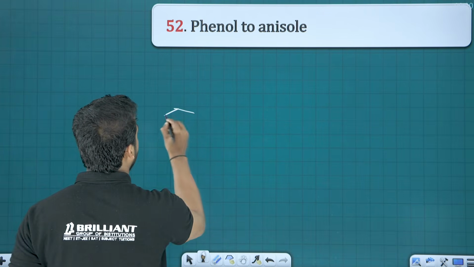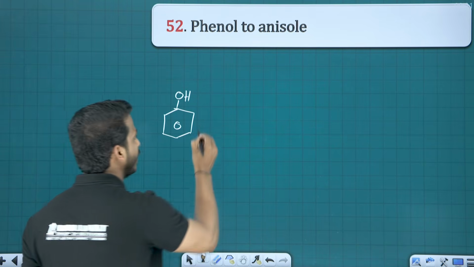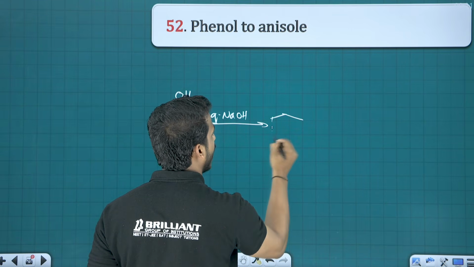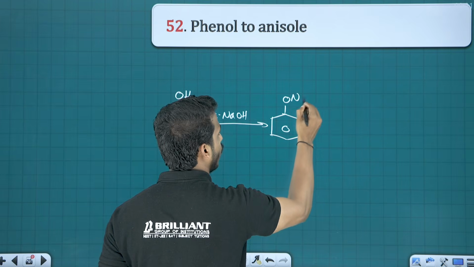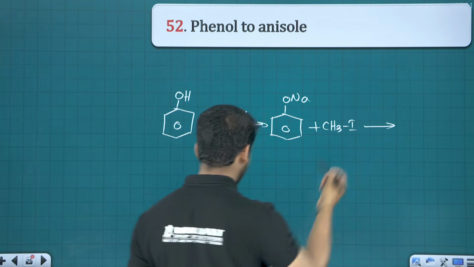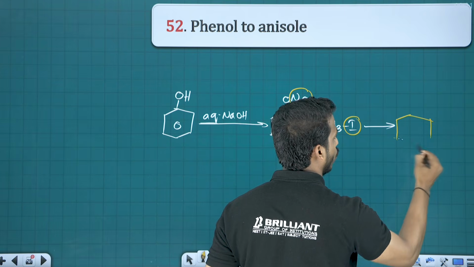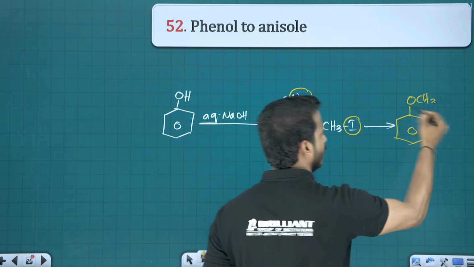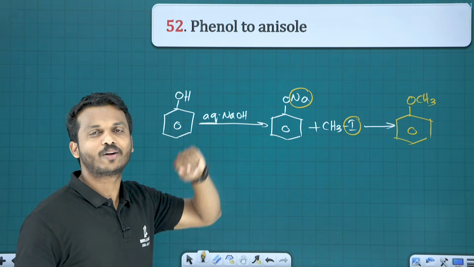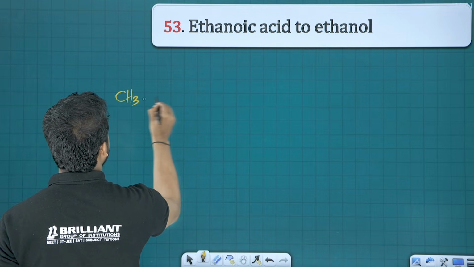Now phenol to anisole. Anisole to phenol we studied before. Now phenol to anisole: first treat with aqueous NaOH. Phenol, when treated with aqueous NaOH, gives sodium phenoxide. Sodium phenoxide, when treated with methyl iodide or methyl bromide, what happens? NaI is cut off and we get anisole, benzene with OCH3. Ready, all? Do you remember how we converted anisole to phenol? Just treat with HI, right?